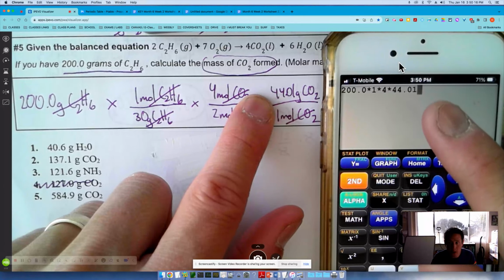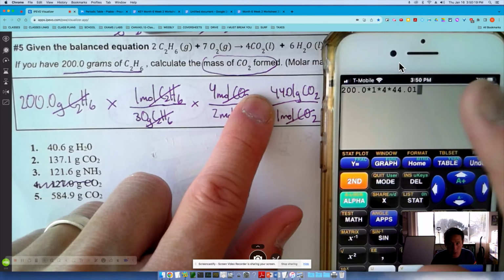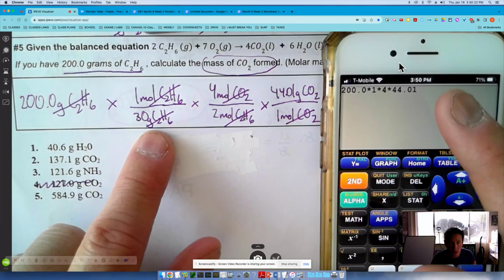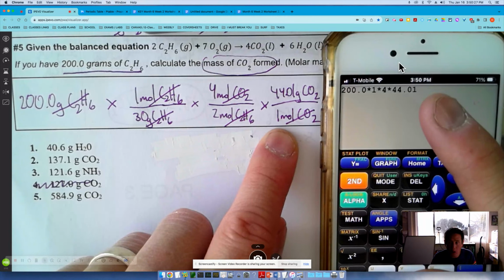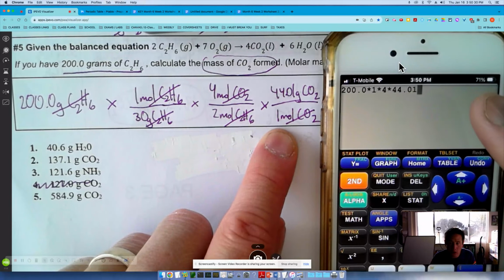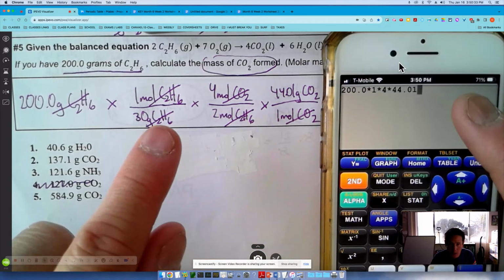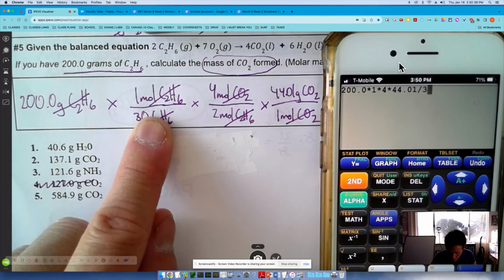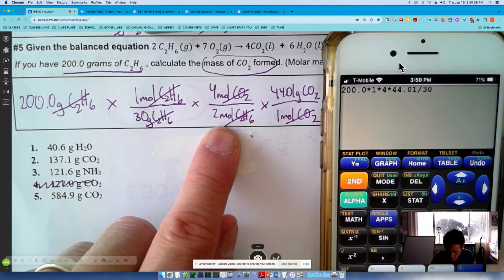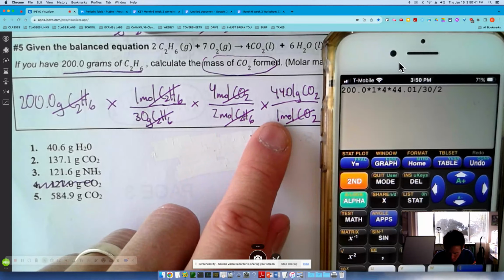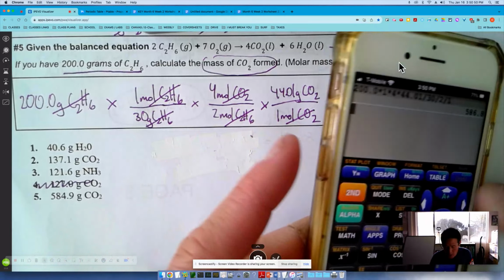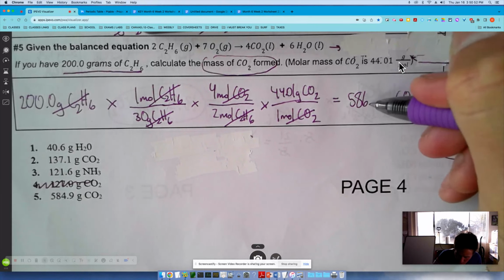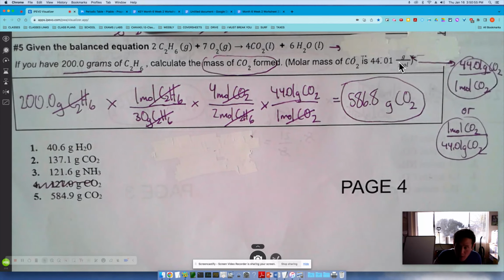Whatever the calculator spits out for this, I take that number and divide it by 30, then I divide it by 2, divide it by 1. But you know what? I can just type in all of that in this same one entry in my calculator. So let's continue. I'm going to divide it by 30, so I'm going to put divided by 30 in the calculator. Next one is to divide it by 2, so I'm going to put divided by 2, and put divided by 1. Press enter to get the final answer. I got about 586.8. 586.8 grams of CO2. That is the final answer.